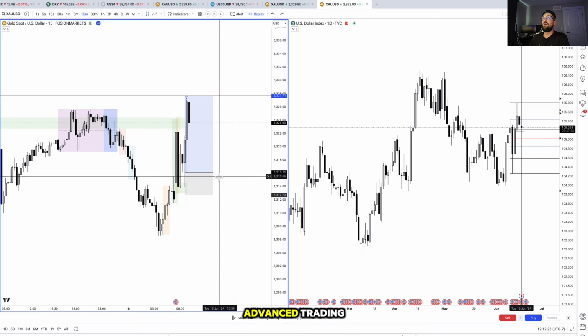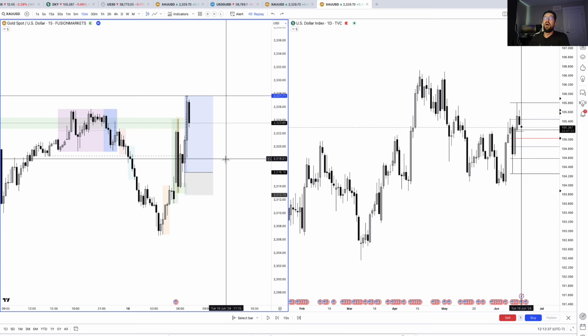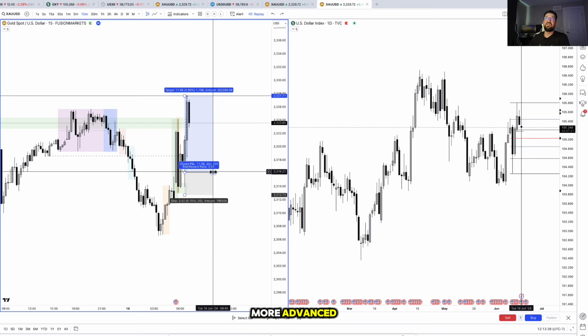This is kind of more advanced trading, and if you can't read raw price action on the 1 hour, 4 hour, and daily, I wouldn't even advise using this concept or using the DXY, as you'll more than likely just confuse yourself. But definitely a little more advanced, but it definitely helps you spot session manipulations.